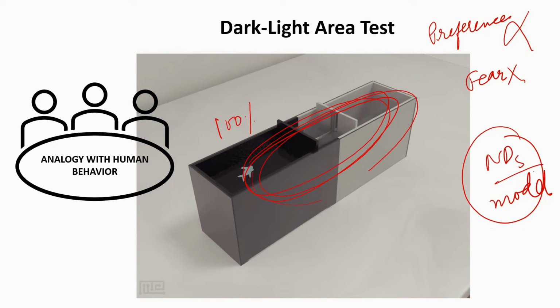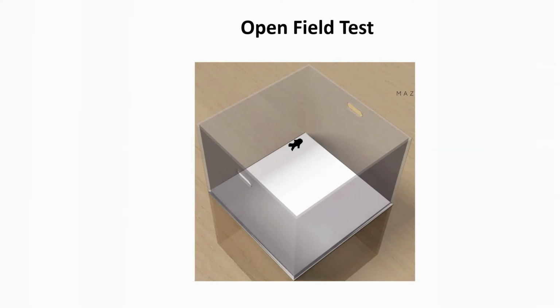All right. So this is not a memory test. This is a cognitive test, where when there is a danger lurking around, you will always be in the darker areas, right? So this was the light and dark area test, or dark and light area, whichever way you want to say it.